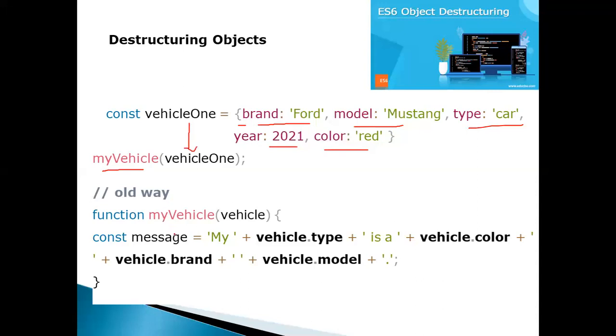What is the old way? Simply you are accessing through the object name, right? Once the function is called, this is the function definition, and the object name is vehicle. If you want to access the type, it is object name dot variable, that is vehicle dot type, vehicle dot color, vehicle dot brand, vehicle dot model. Like this, we are doing it normally. You are already aware of this, right? Similarly, for creating an object for a class, it is object name dot member, object name dot method. The same fashion we use when not using destructuring objects.